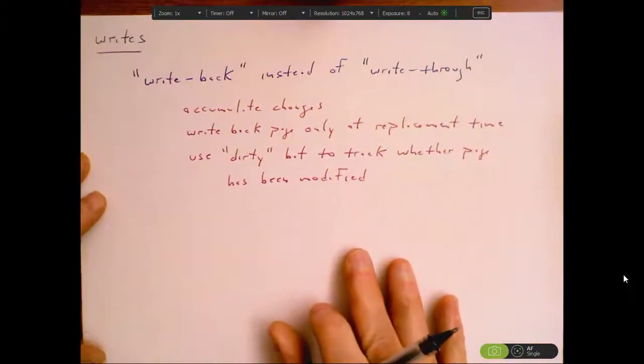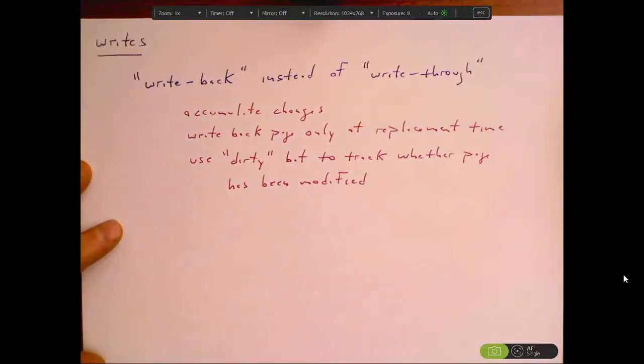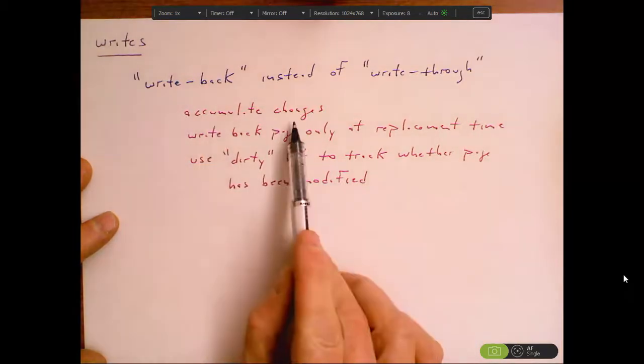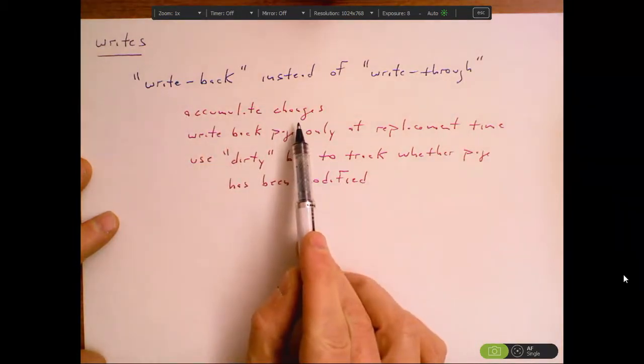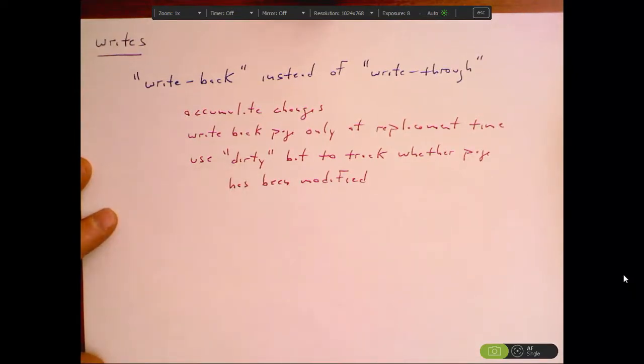Okay, let's talk a little bit about writes. Basically, the terminology is that virtual memory systems typically use a write-back approach rather than a write-through approach. So again, as I indicated before, they're going to accumulate the changes in the page in memory, and they only write back the page at replacement time. So only when they have to do they write it back. This means that there are periods of time when the disk copy and the memory copy are out of date. But again, because of the cost of writing to a disk, we tolerate that.